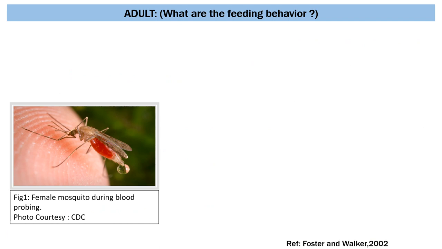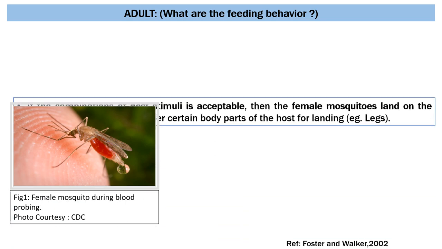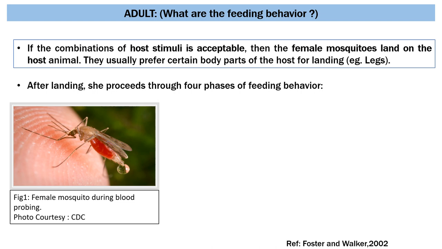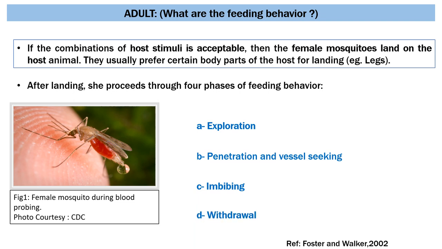So let us come to know about the feeding behavior of female adult mosquitoes. If the combination of host stimuli is acceptable, then the female mosquito lands on the host animal. They usually prefer certain body parts of the host for landing, suppose legs is one of the preferred parts. After landing, she proceeds through four phases of feeding behavior. Number one is exploration. Number two, penetration and vessel seeking. Number three, imbibing. And number four, withdrawal.